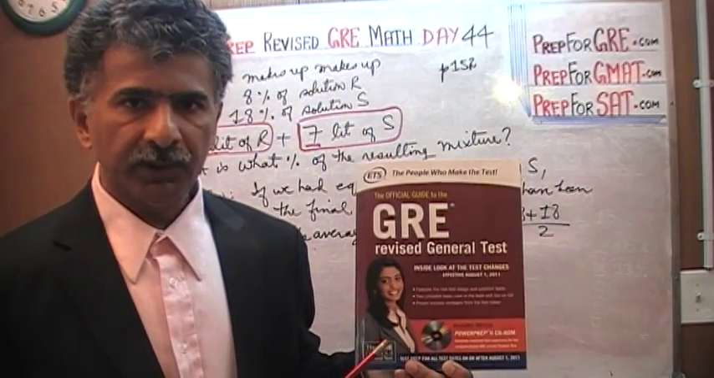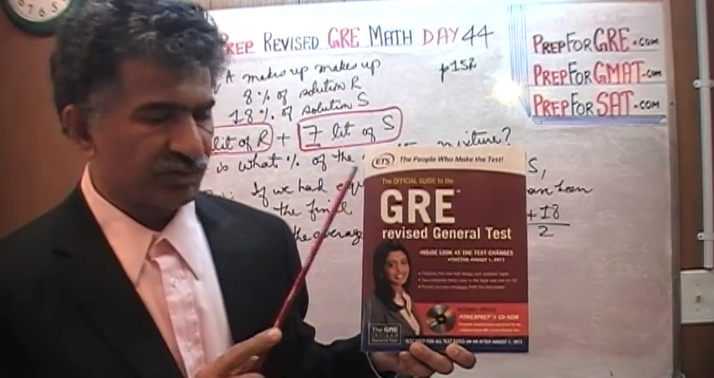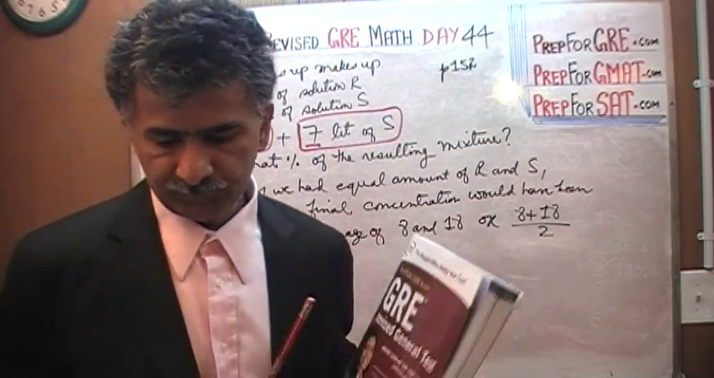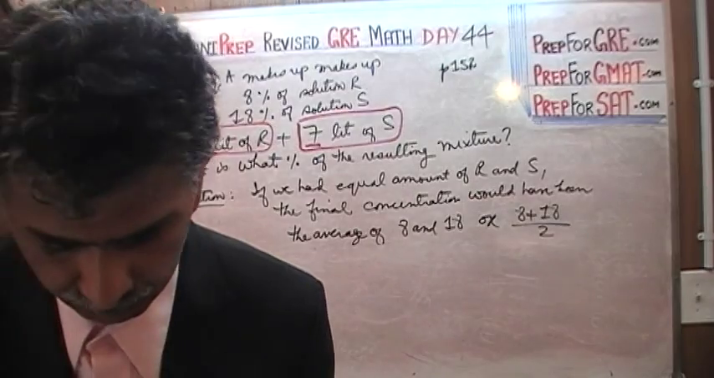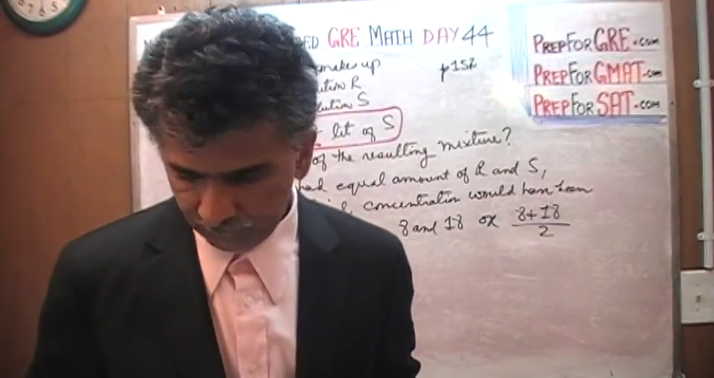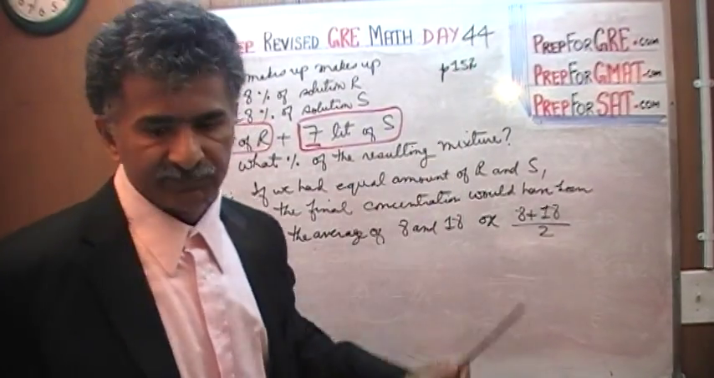We are here because we want to prepare for the math portion of the GRE. We have been solving math problems out of this book, the Official Guide to the GRE, revised edition. If you do not own this book already, purchase one immediately. You're going to need it. The problem that I'm about to solve is on page 152, and today is our lesson number 44.